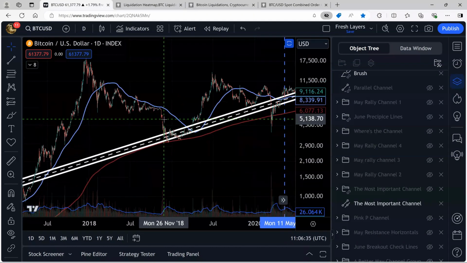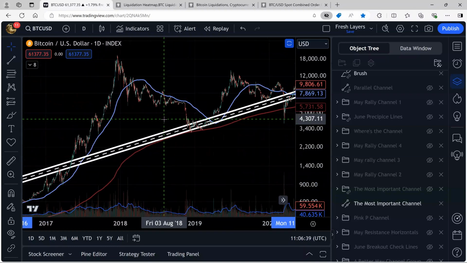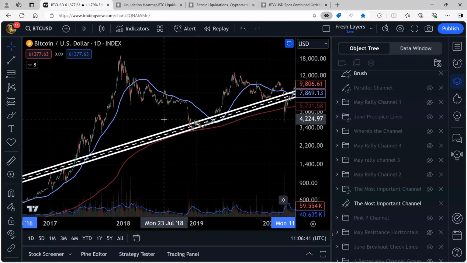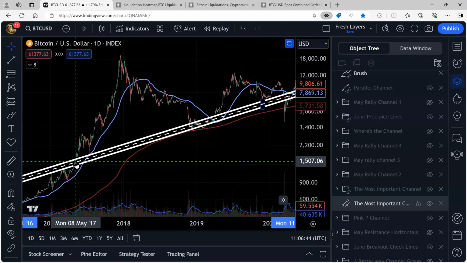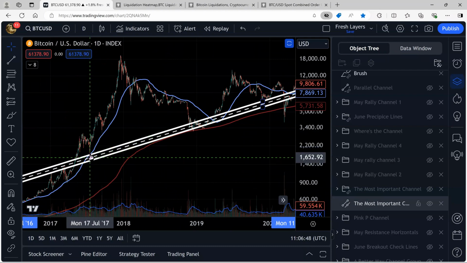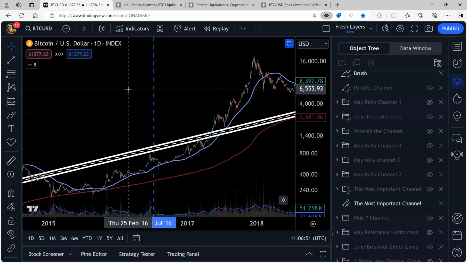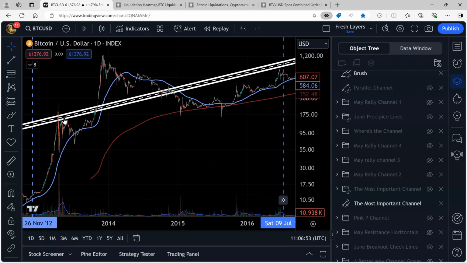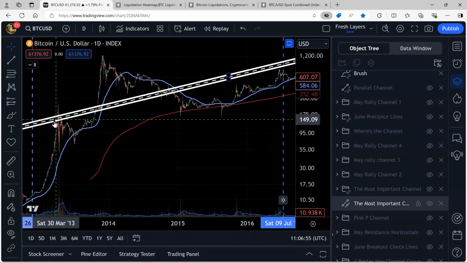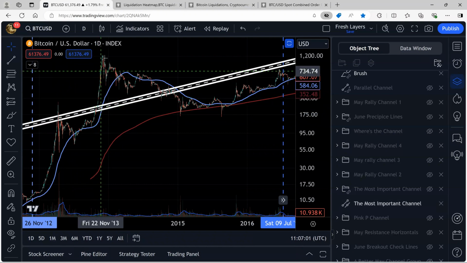Hey, where did my pink parallel channels go? Oh, I guess I took it all away. And back here, we even came right down to the channel and then bounced up. And even back here, the channel acted as resistance, and we consolidated a little bit here, and then boom.